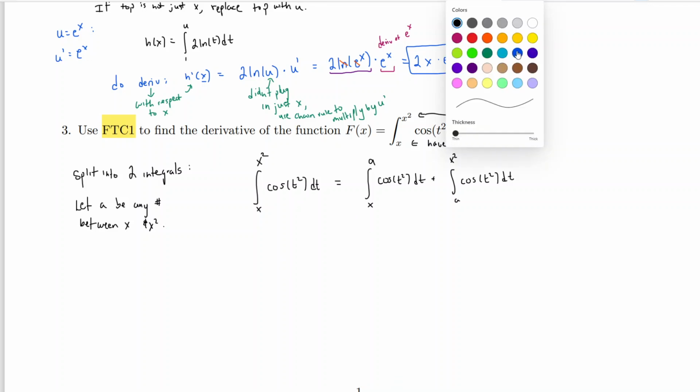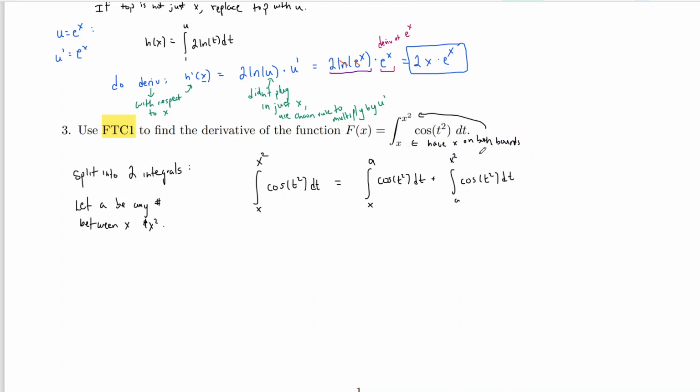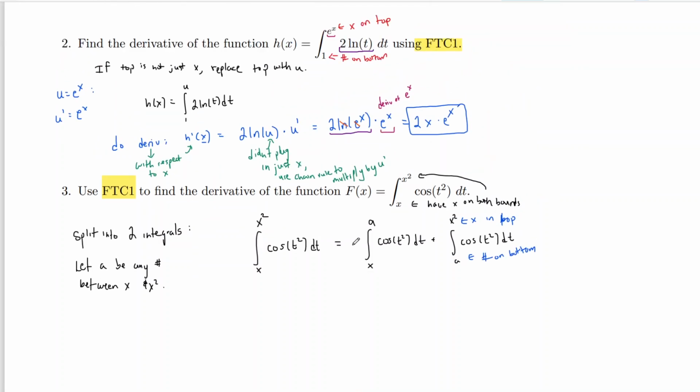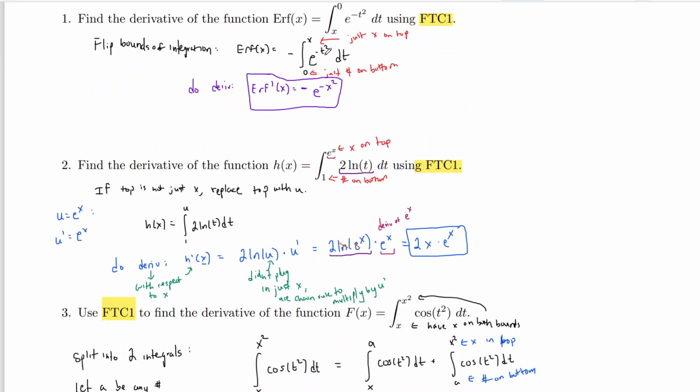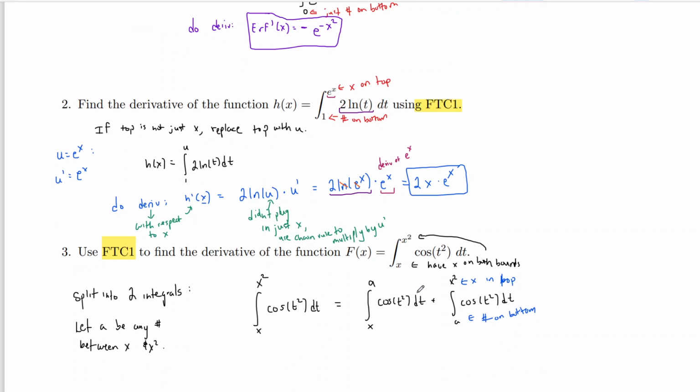Now the point here and why you do this is that at least each integral has x in one spot. This one's on the top, which is good, and this one has the number on the bottom. That's the setup we need. And here, the first one, we have it flipped, but we can do what we did in the first problem and just flip it by making a negative sign. So in this one, we have x to a, x is on the bottom. You just do the same idea here. Flip it, make a negative sign to get it right.